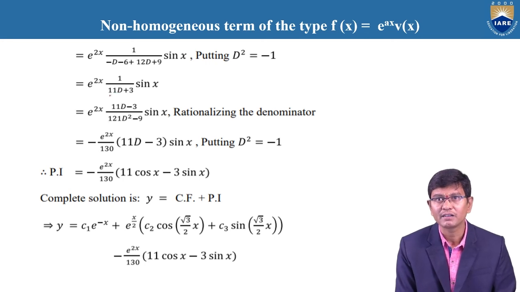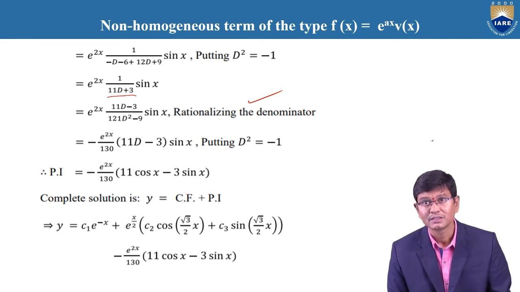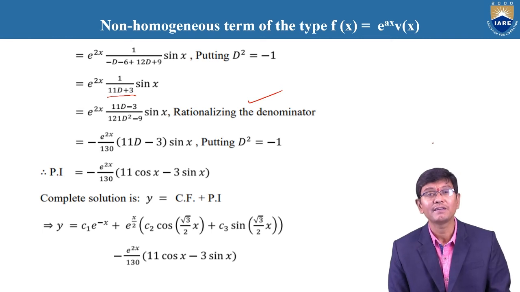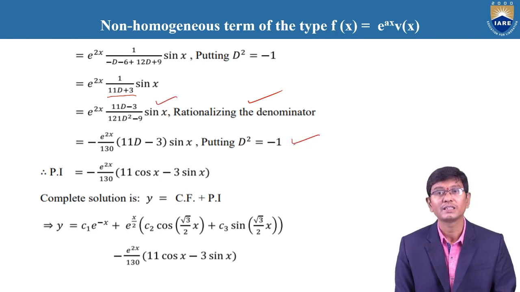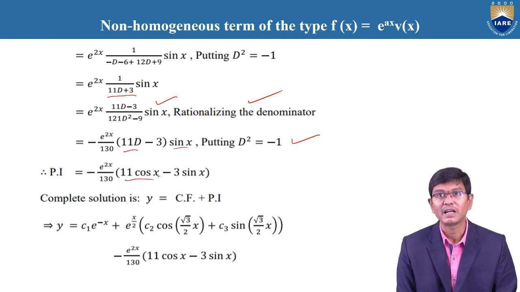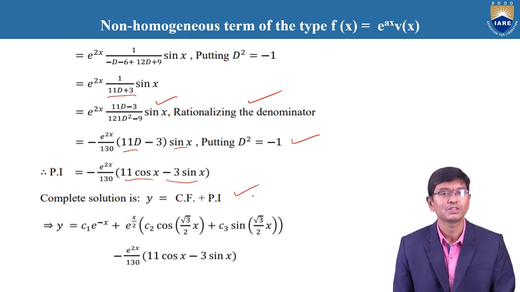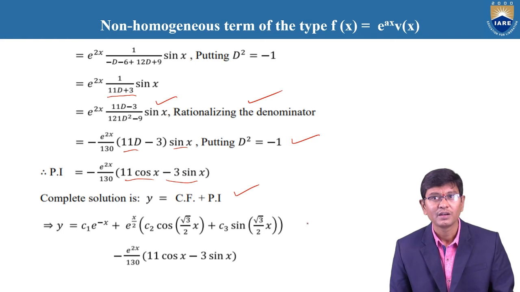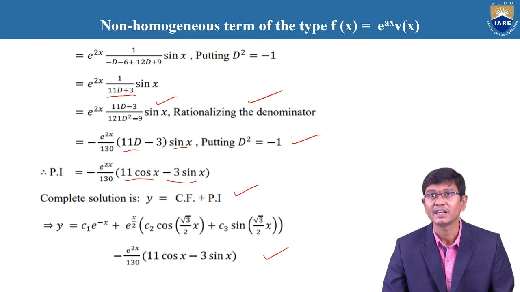Once again the denominator involves d, so we rationalize the denominator. With 11d plus 3 already existing, we multiply and divide by 11d minus 3. Therefore the denominator becomes as shown, and once again we replace d square by minus 1. The numerator 11d into sin x is 11 cos x, and minus 3 into sin x is minus 3 sin x. Therefore the complete solution is the complementary function plus the particular integral, which is the final solution.